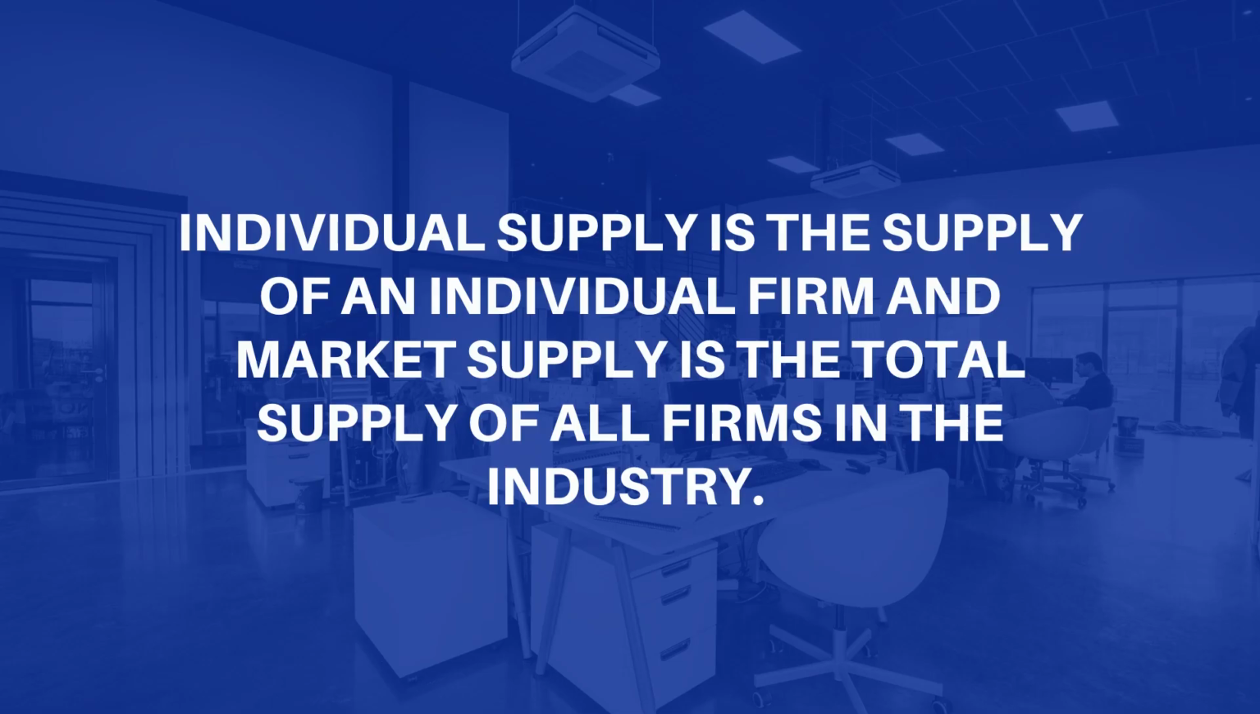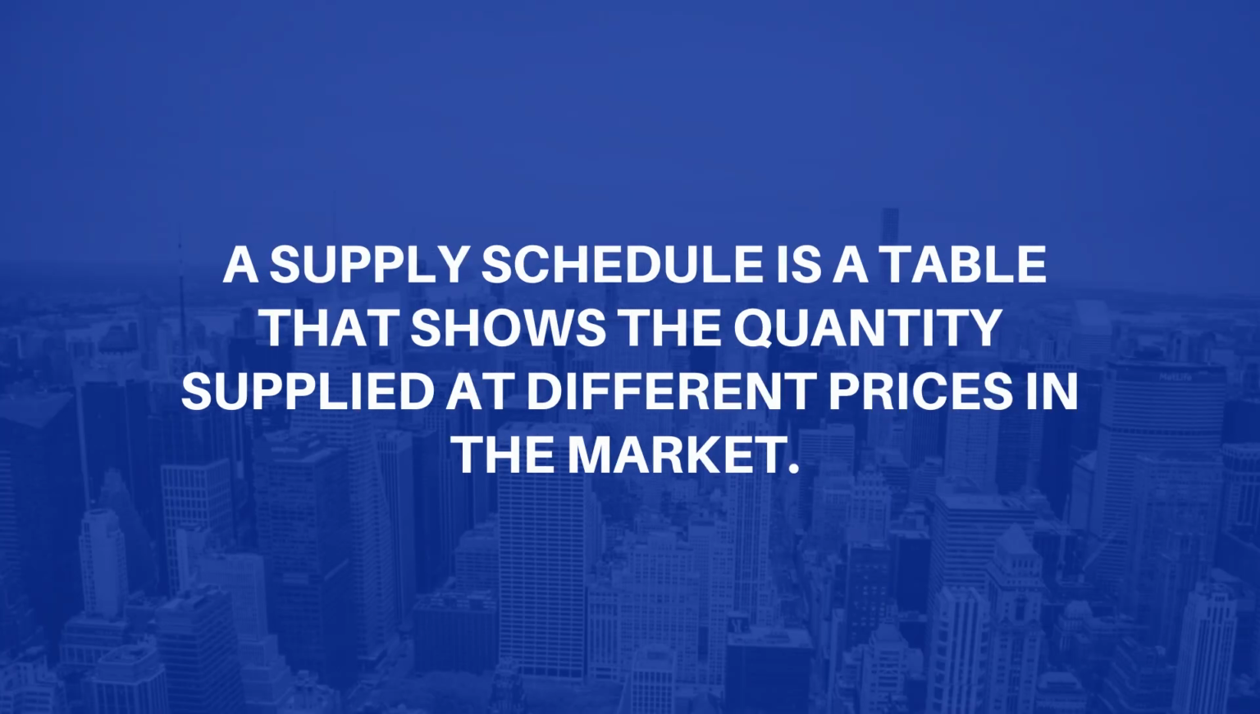Now let's talk about individual and market supply. Individual supply is the supply of an individual farm, and market supply is the total supply of all farms in the industry. The market supply is basically calculated by adding every individual supply, and the aggregation of the supply of each individual farm gives the market supply. This is very easy to understand, so I will not discuss more of it.